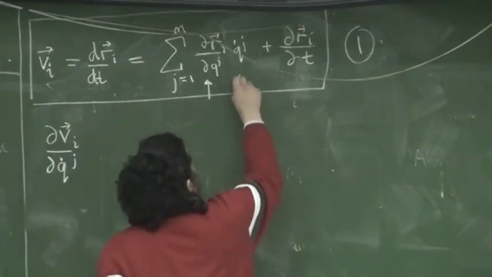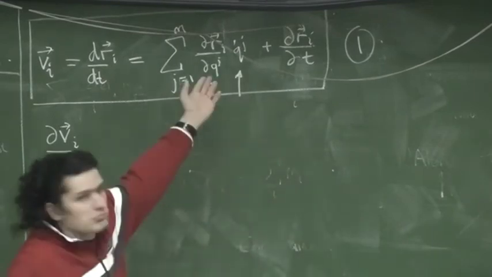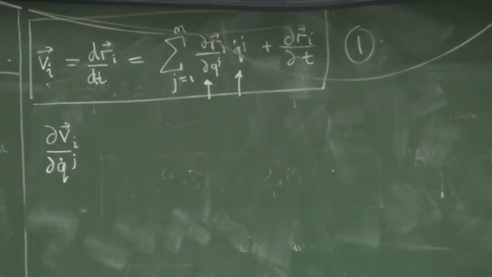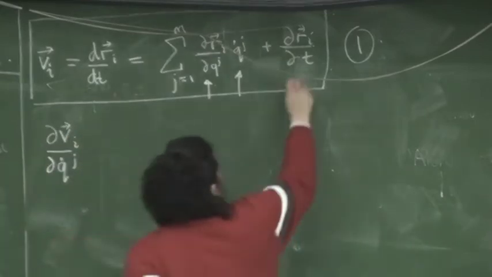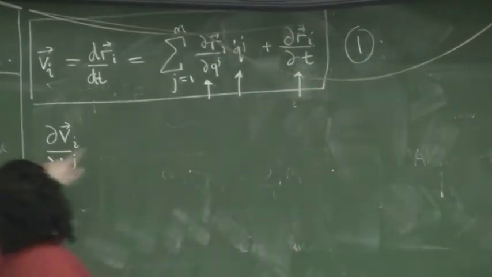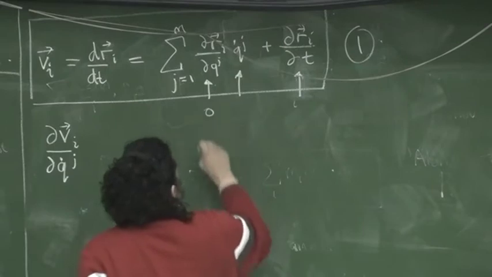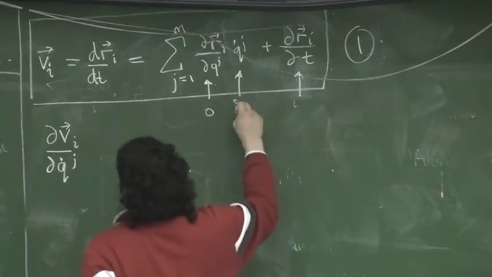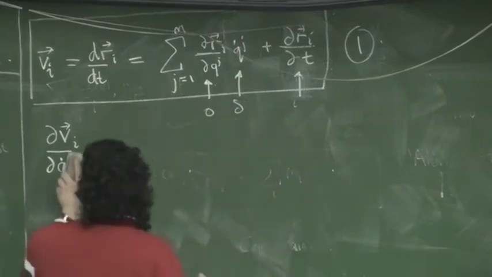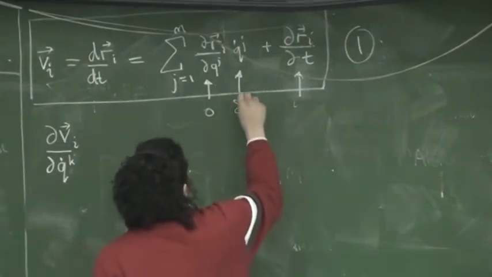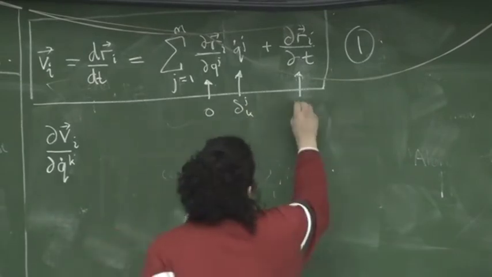What's the derivative of this term with respect to qj dot? Well, 1 if j is equal to i and 0 otherwise. So it's 1 only for one term in that sum. What's the derivative of this term with respect to qj dot? Same story as before. It's a function of the positions, but not of the velocities, not of the generalized velocity. So again, it's 0. Delta jk.